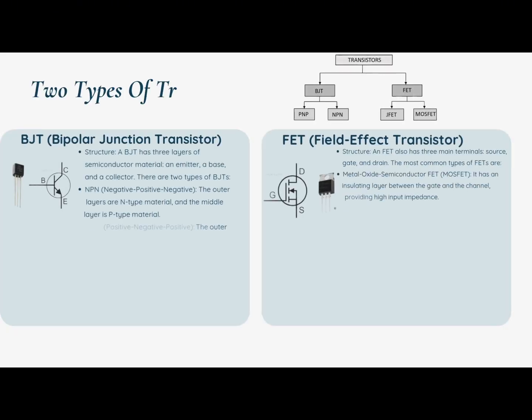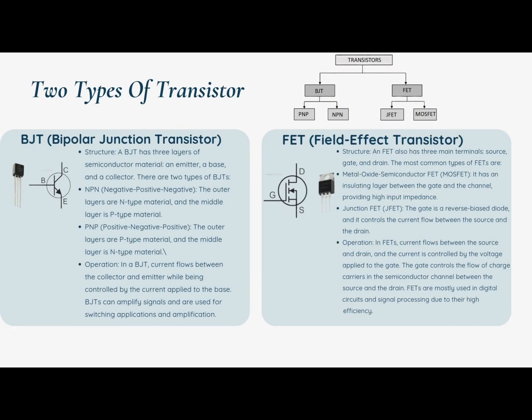There are two types of transistor. The first one is BJT, or bipolar junction transistor, and the second one is FET, or field effect transistor. The BJT itself has three layers of semiconductor material, such as an emitter, a base, and a collector. There are two types of BJTs.